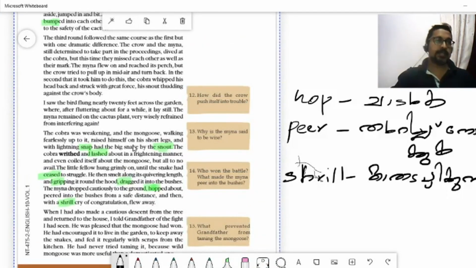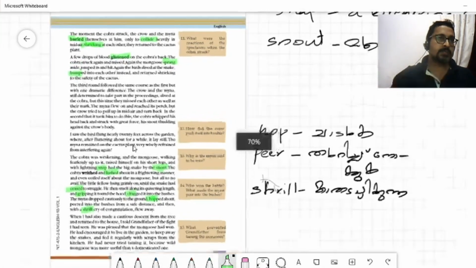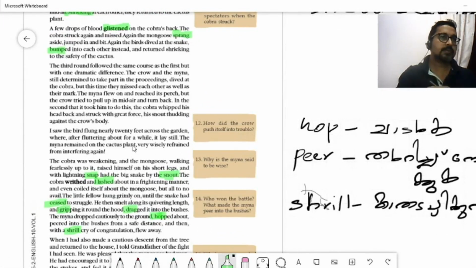See, I have already given you the meaning of these words, but I haven't highlighted them. What are those words? Flutter, again proceedings, again whip. I have already given you the meaning, but I have taken care of this. Note all these words, go through the meanings, try to learn them by heart. Shriek, and read the paragraph.